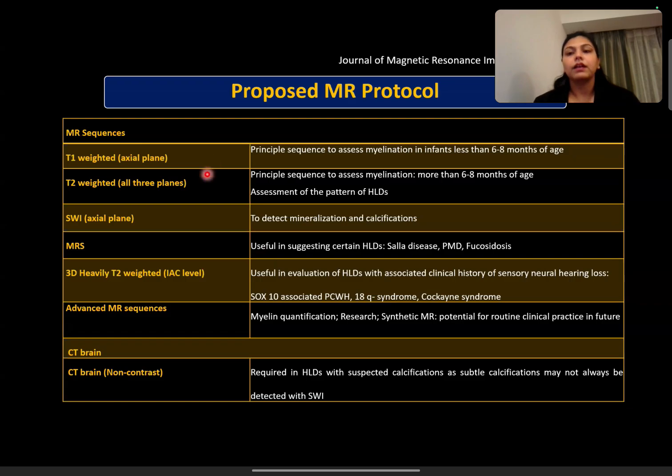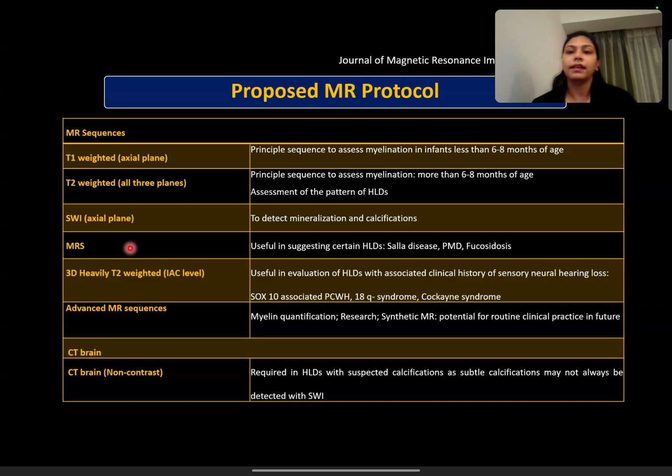Apart from that, SWI is useful to detect mineralization and calcifications, but sometimes even SWI may not show calcifications, and a non-contrast CT brain may be required if we are specifically suspecting calcification in certain disorders like Cockayne syndrome. Apart from that, if the patient is having sensorineural hearing loss, we may need to add 3D heavy T2 weighted image to look for any inner ear anomalies. And we can also use MRS in certain conditions when we are suspecting, for example, Salla disease or fucosidosis.